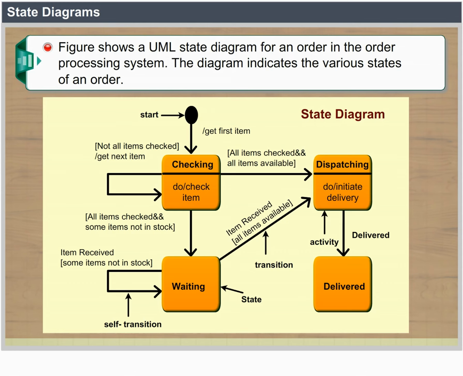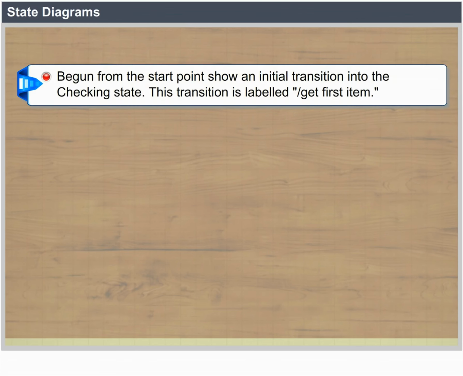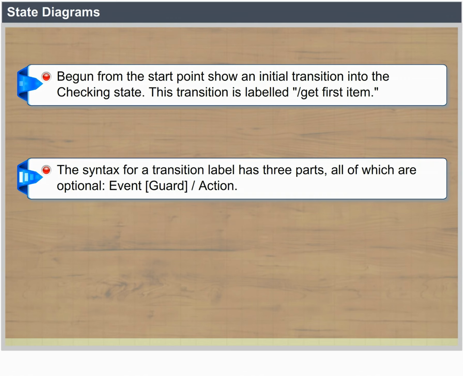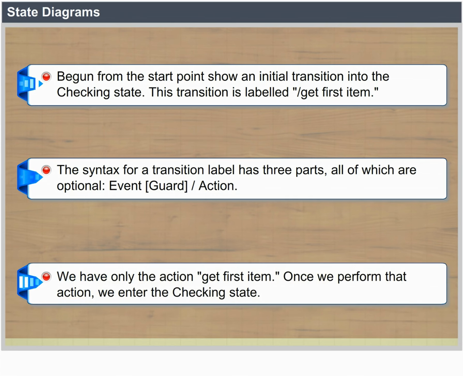The diagram indicates the various states of an order. Begin from the start point. We show an initial transition into the checking state. This transition is labeled /getFirstItem. The syntax for a transition label has three parts, all of which are optional: event, guard, and action. We have only the action getFirstItem. Once we perform that action, we enter the checking state.